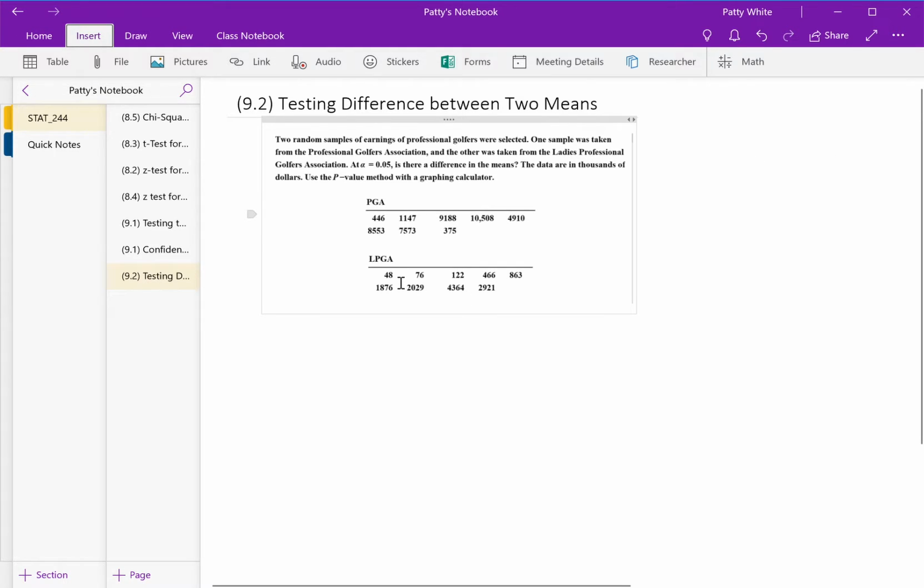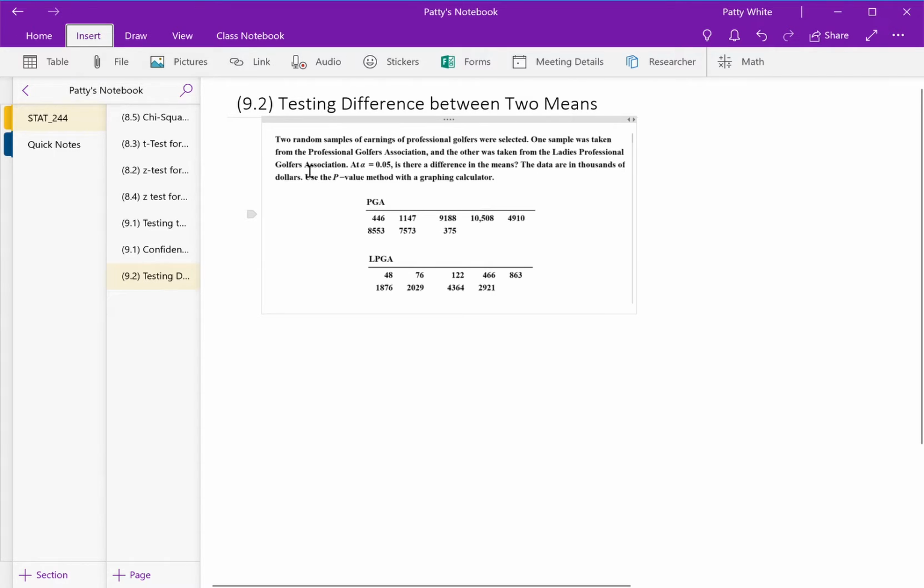Today we're going to look at an example in 9.2 of a two-sample t-test. We're going to be testing the difference between two means. We're going to have two samples of data. Our first step is to read the problem and decode it.